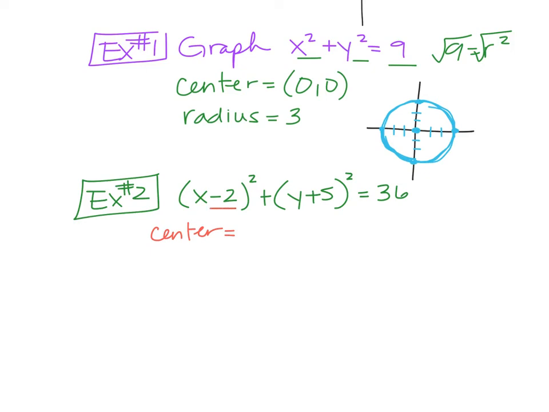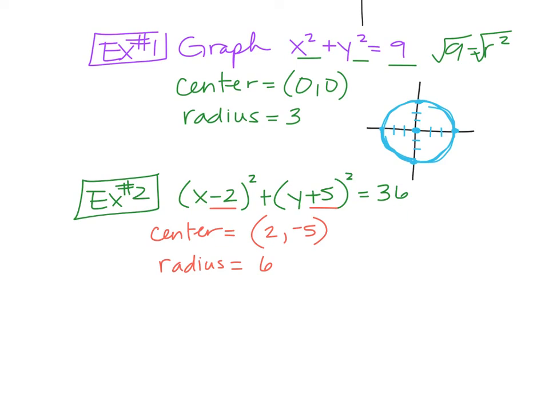So we're looking at these numbers, but remember it's always the opposite because the formula is subtraction. So it's x minus our x value, which means our x value is actually a positive 2, and it's y minus our y value, which means our y value is actually a negative 5. So (2, −5). And then we need our radius, and again, 36 is the radius squared, so you're square rooting that, which means you have a radius of 6.